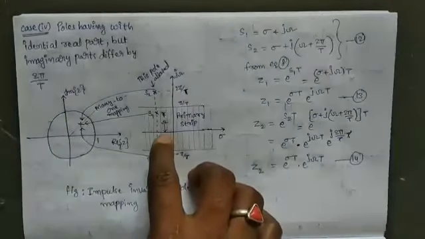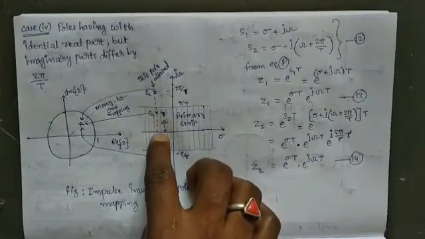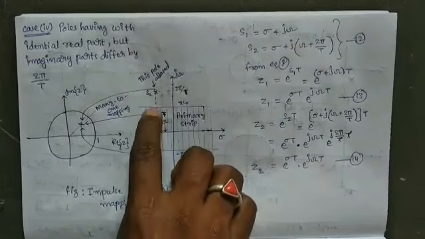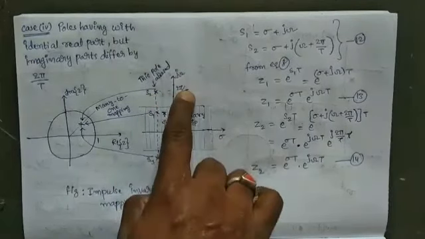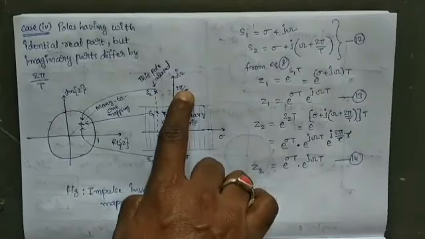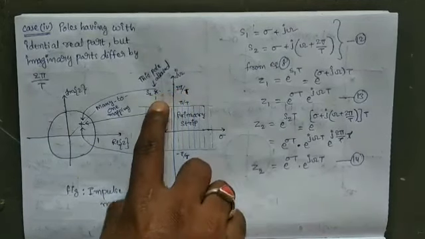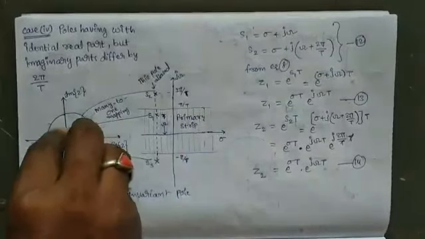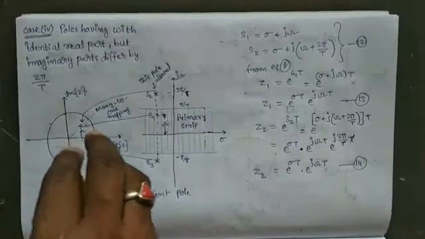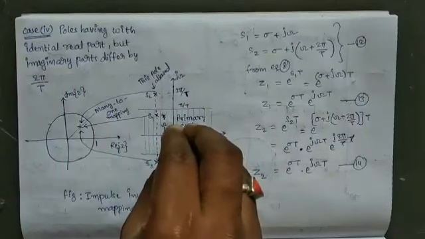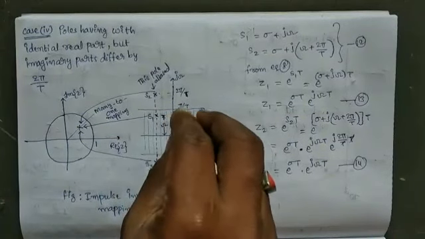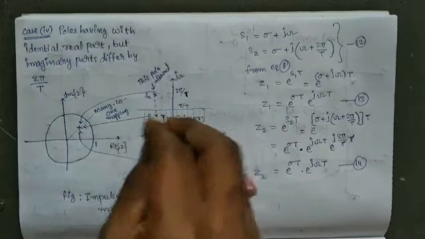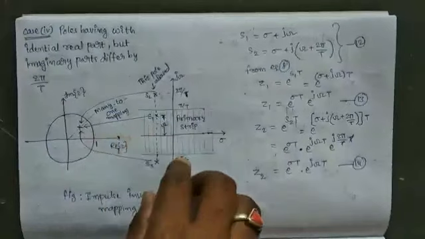Okay, poles having the same real part but differing by the imaginary part, differed by 2 pi by T. In the previous case we were mapping poles from the S plane to the Z plane. Transforming poles from the S plane to the Z plane indicates what? A one-to-one transformation. That transformation is simply called a one-to-one transformation.